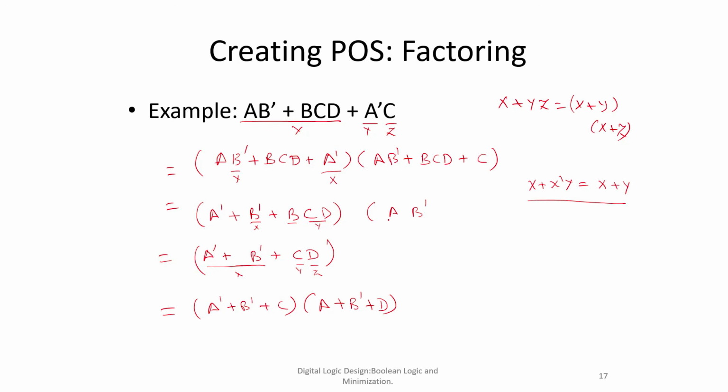Okay, so this is ab' plus c and 1 plus bd. So this part can be eliminated. I can rewrite this as ab' plus c. Now I can again use my factoring, this distribution law, to factor. I can say that this is c plus a and c plus b'. So this is how we can do factoring.